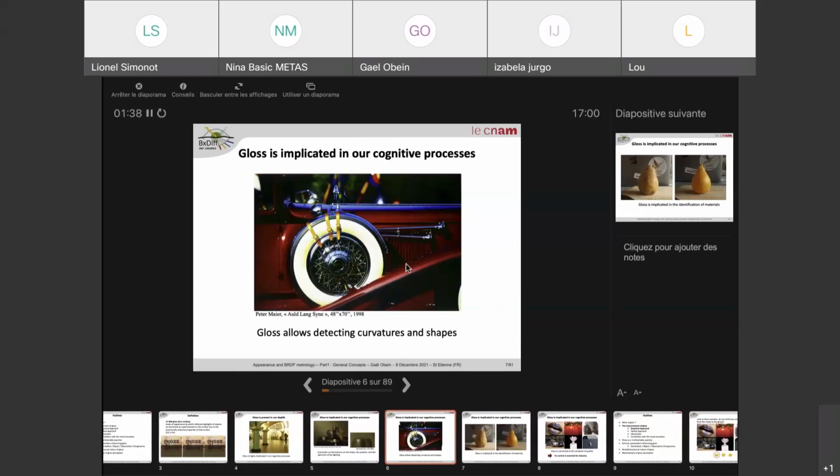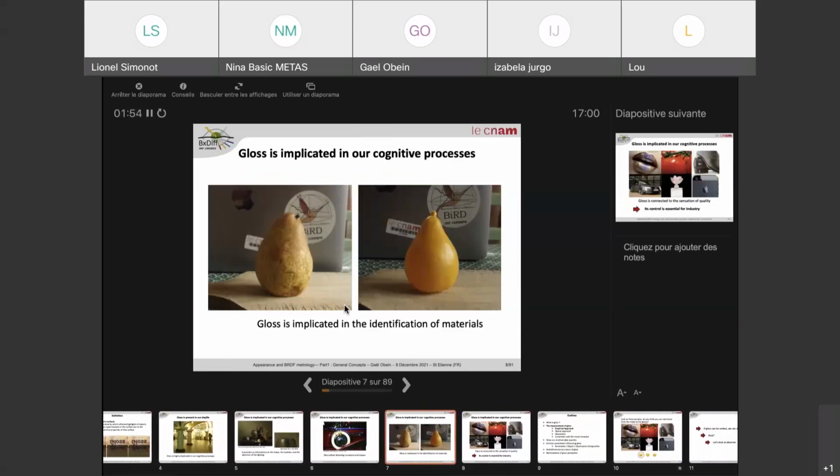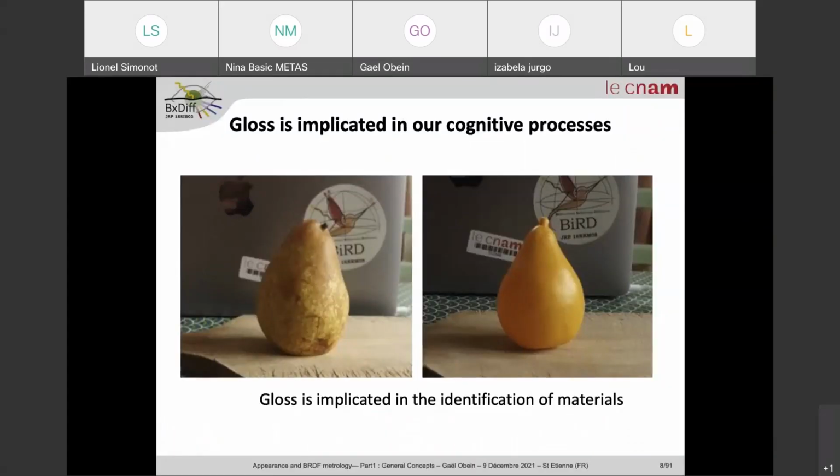The gloss allows you also to detect the curvature and the shapes. For instance, here you can see this is not a white dot. This is a specular reflection of the sun, and then you know that there is a convex surface here. But also, thanks to gloss, you can get information about the material itself. Here, it's not exactly the same color, but you see the plastic and you see the fruit, and it's not because of the shape, it's because of the gloss, in fact.